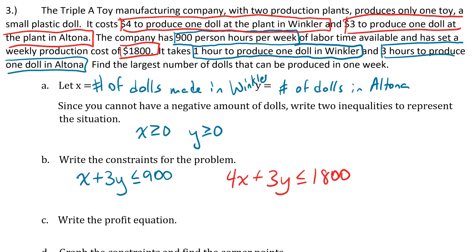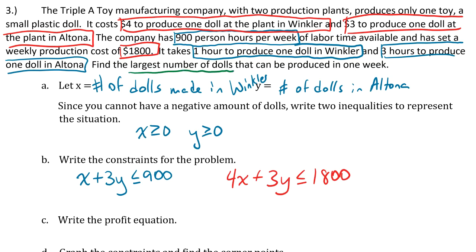Alright, part C, write the profit equation. Now, the profit equation is kind of weird because it's not talking about actual profit because we don't know how much money these dolls actually make. All we're trying to do is find the largest number of dolls.